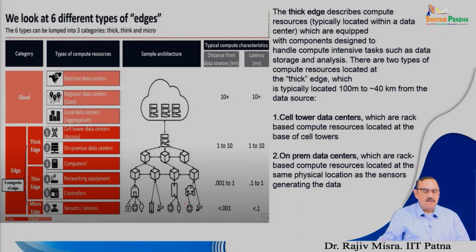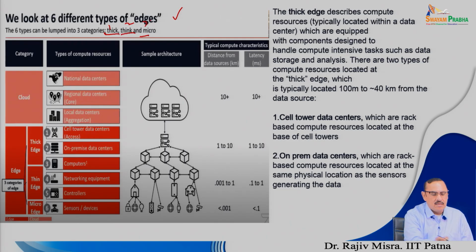Now, let us see the cloud edge computing paradigms. So, we look at 6 different types of edge, and these 6 different types can be lumped into 3 different categories: thick, thin and micro. Here we can see that the edge is divided into 3 different categories, that is thick edge, thin edge and micro edge. So, there are 3 types of edge: thick edge, thin edge and micro edge.